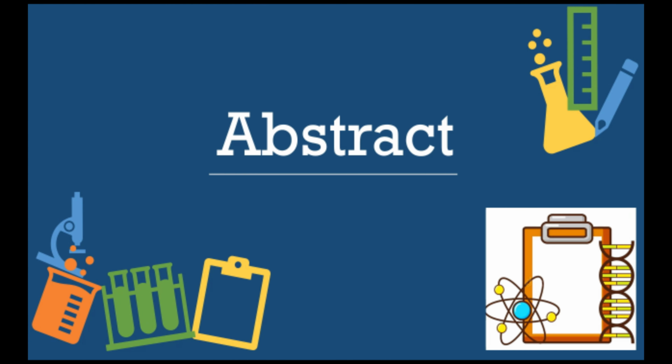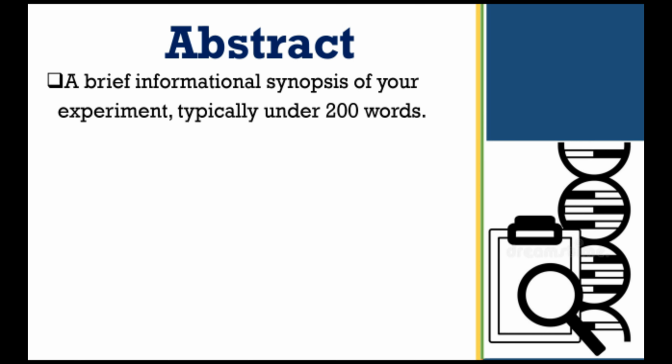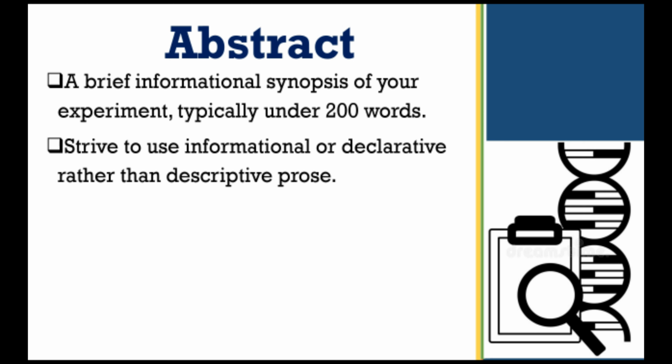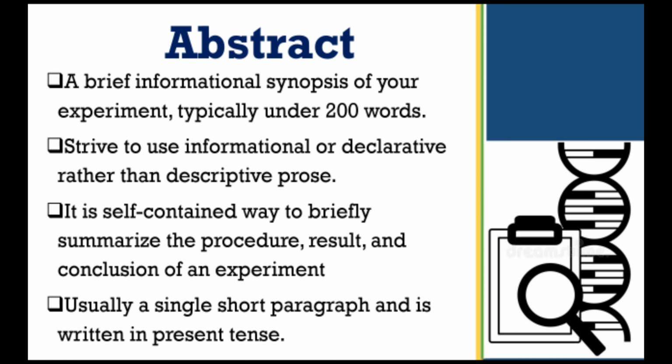The second part of a laboratory report is the abstract. The abstract is a brief informational synopsis of your experiment, typically under 200 words. Strive to use informational or declarative rather than descriptive prose. It is a self-contained way to briefly summarize the procedure, result, and conclusion of an experiment. And lastly, it is usually a single short paragraph and is written in present tense.